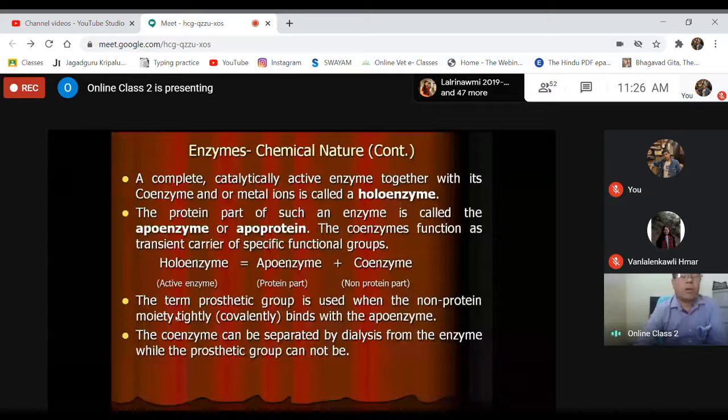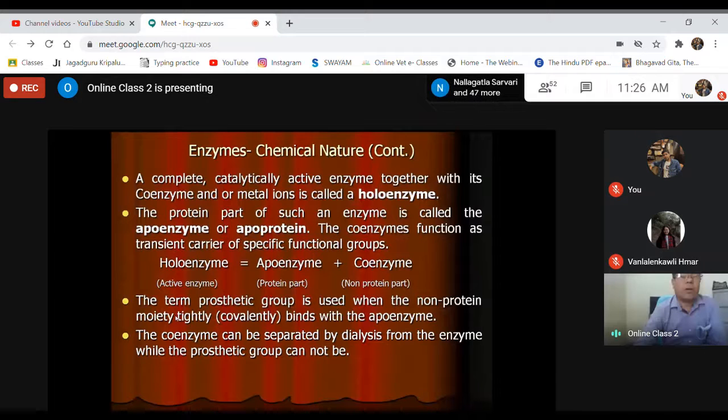Okay, the term prosthetic group is used when the non-protein moiety, the non-protein part, is tightly bound to the apoenzyme. So if the metal ion or the organic group is tightly bound, meaning it is covalently attached to the enzyme component, then it is called the prosthetic group. Remember this one.